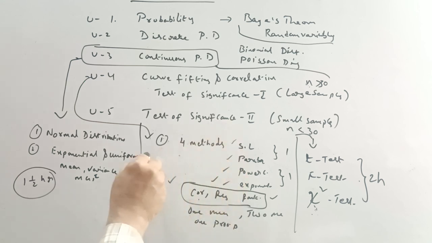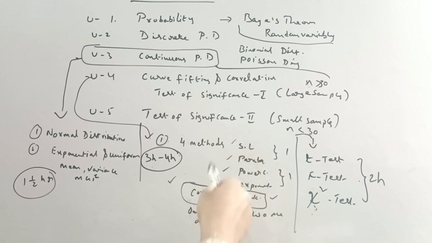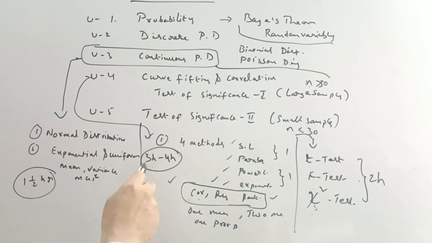So here you have to spend minimum 3 to 4 hours on this unit. Why? Because in this unit sometimes he will ask 2 long answer questions. So for that reason you have to spend minimum 3 to 4 hours here, and here 2 hours, then 1.5 hour here. So you will get almost 40 to 50 marks.